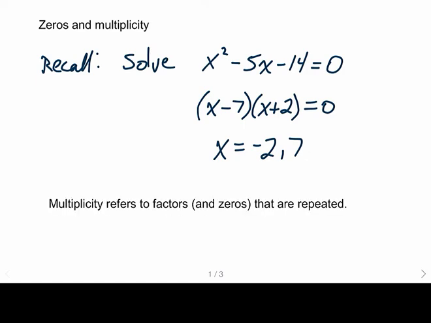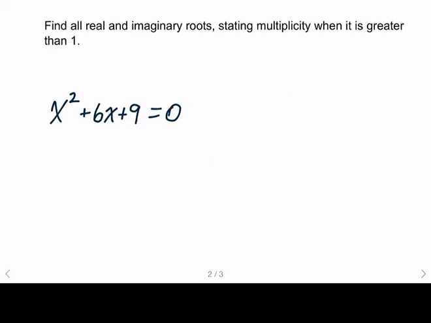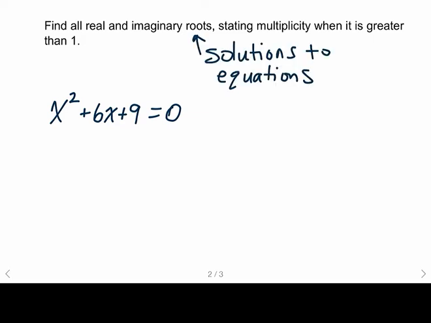Multiplicity refers to factors, and therefore zeros, that are repeated. Let's see what that means. Our first example, find all real and imaginary roots, stating multiplicity when it is greater than 1. Roots, zeros. There's a lot of variation in terminology here. Roots are essentially solutions to equations.